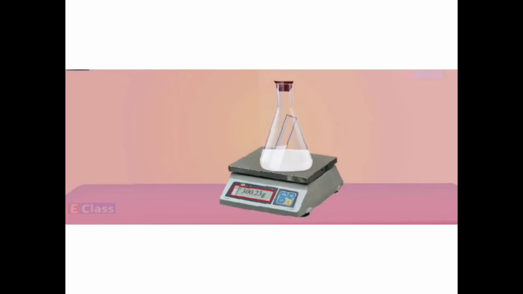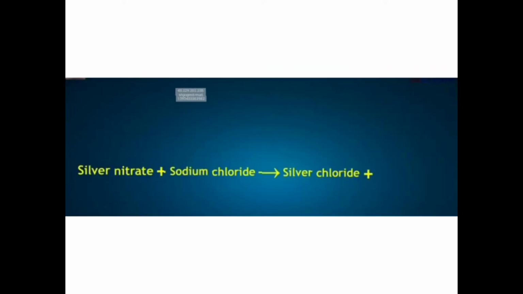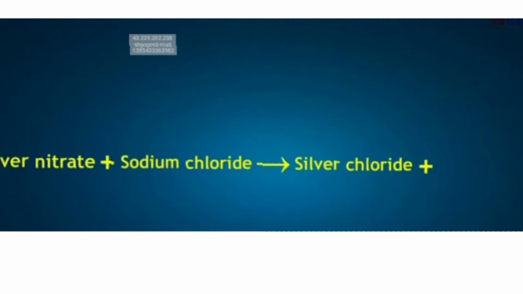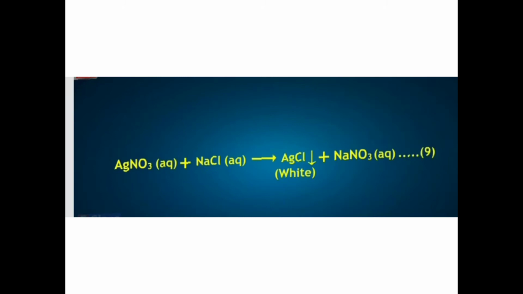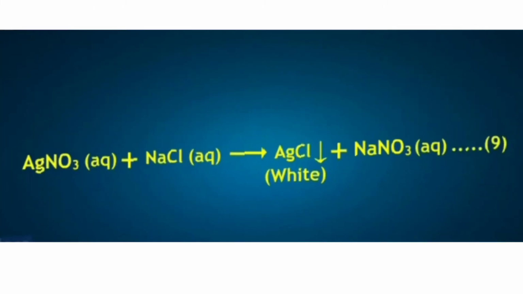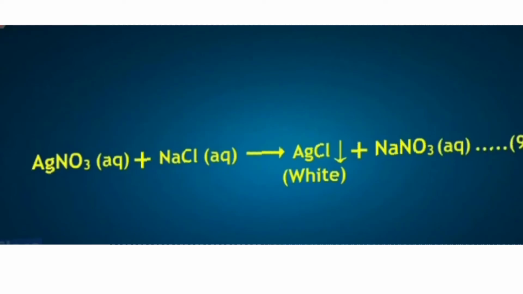Let us go ahead with the balancing of the equation. Here the word reaction is written: silver nitrate plus sodium chloride gives you silver chloride plus sodium nitrate. With the help of the formulas, we can write AgNO3 plus NaCl, both aqueous, that means in liquid form, gives you AgCl, which is a white color precipitate, plus NaNO3 aqueous.